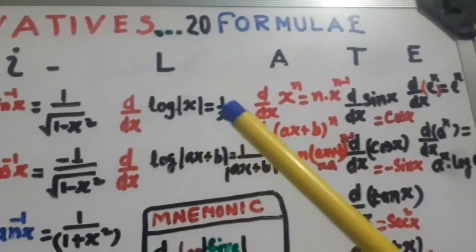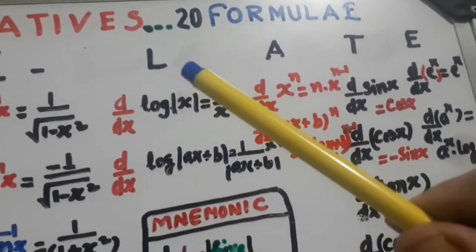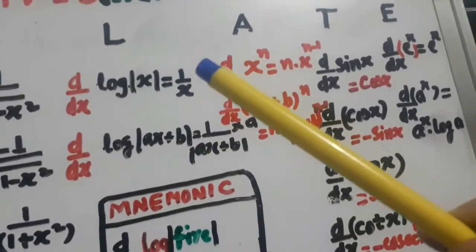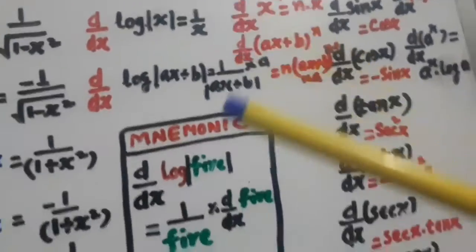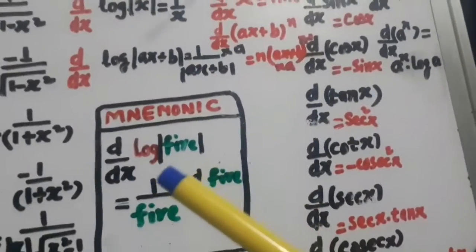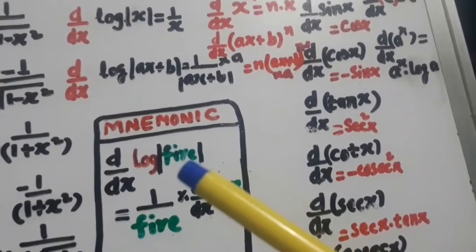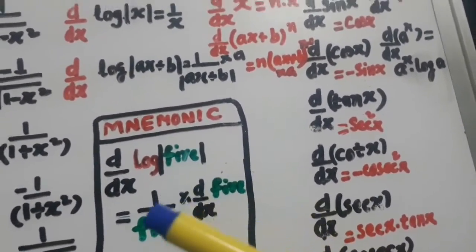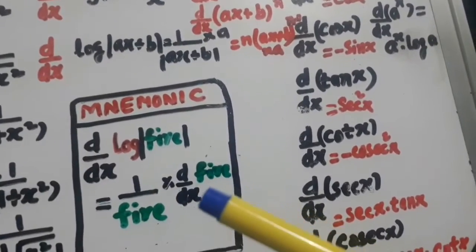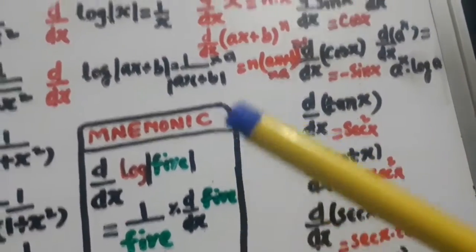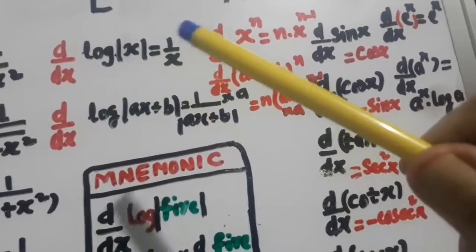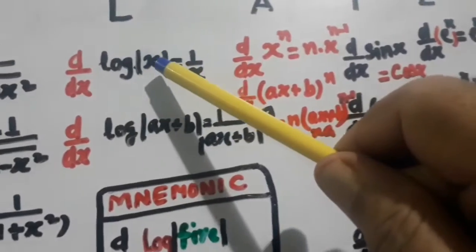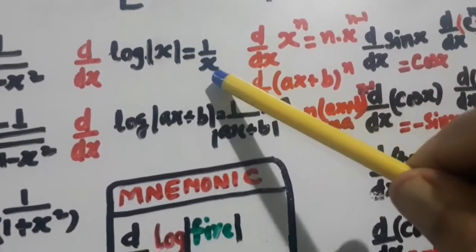Now let us go to the next, logarithmic functions. d/dx of log x is equal to 1 over x. So there is a mnemonic. Whenever you have to find the derivative of a logarithmic function, you just say log fire, 1 over fire, and derivative of fire. If it is x, then the derivative of x is 1. So it is 1 over fire. d/dx of log x is 1 over x.